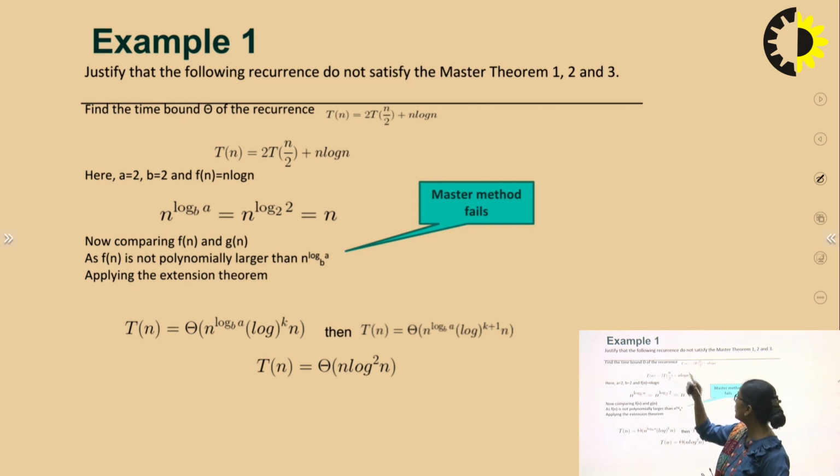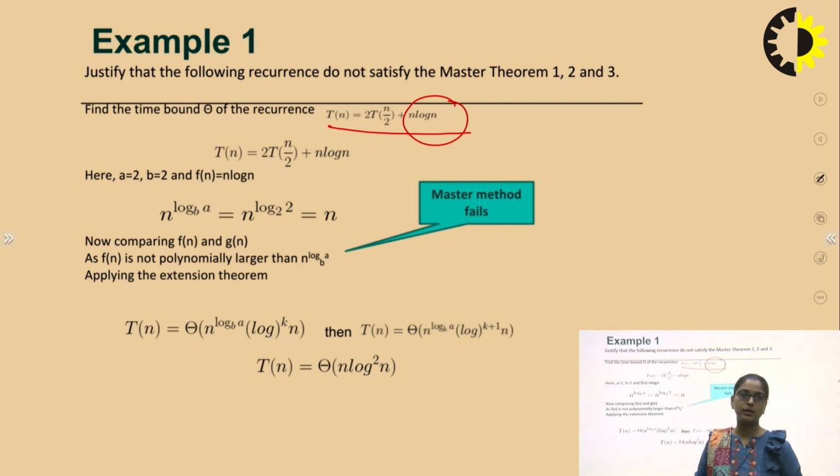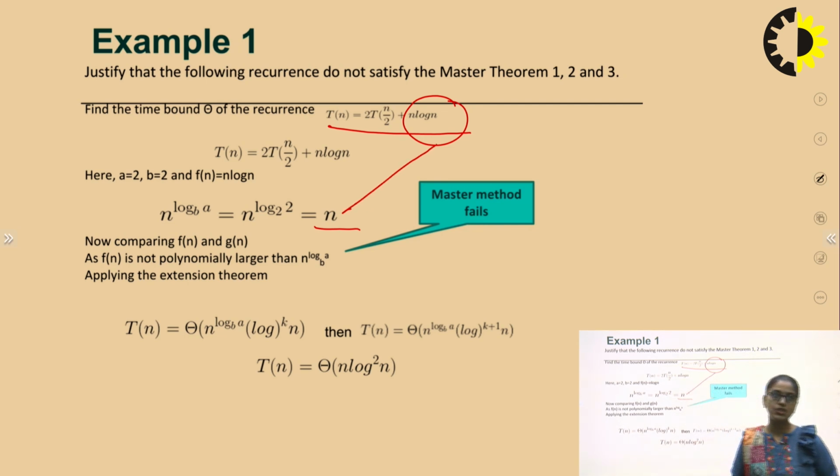In this particular question, this is the given recurrence. In this recurrence, we observe that f(n) is not in polynomial form. Some logarithm values are there, non-polynomial things are there. So we are applying the extension of the master method. Firstly, we find the values of a, b and f(n), and calculate the value of g(n), which is n. Now, comparing f(n) to g(n), f(n) is not polynomially larger than g(n), so we have to apply the extension.